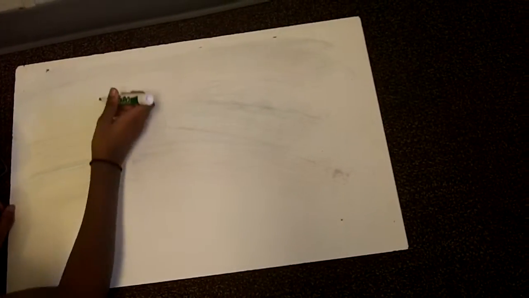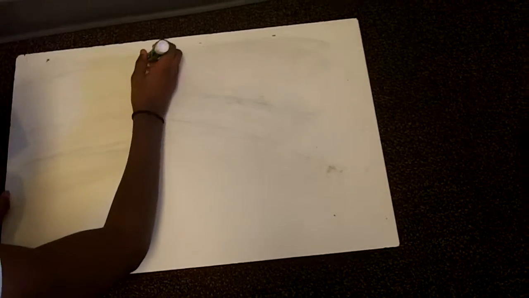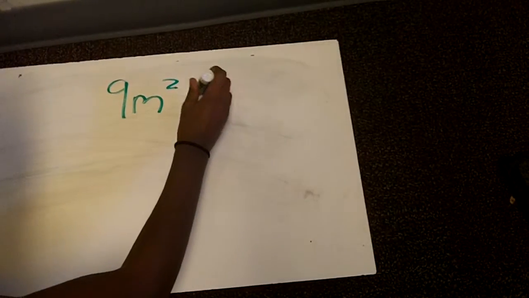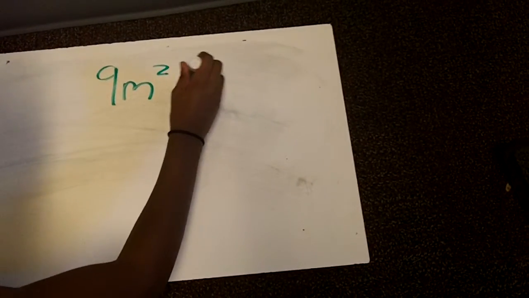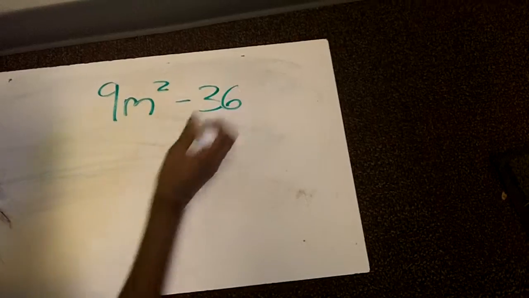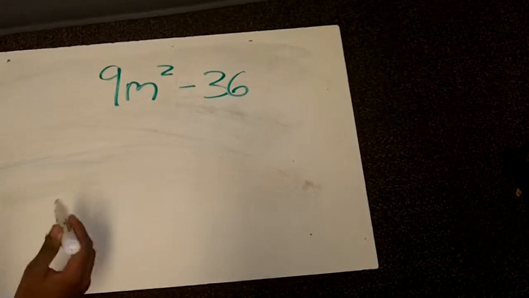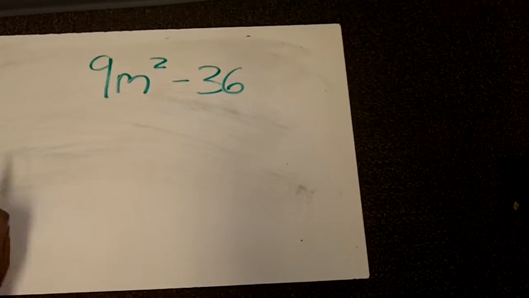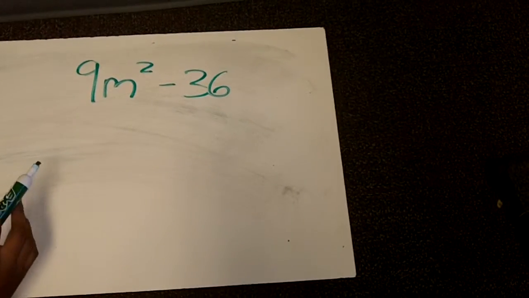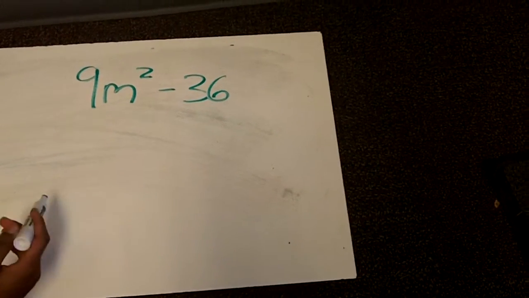Okay, my next equation I'll be doing is going to be a difference of squares. So, I'm going to use the term 9m squared minus 36. Now, the way to find the answer to this equation would be to take the square of these to find the difference of squares.